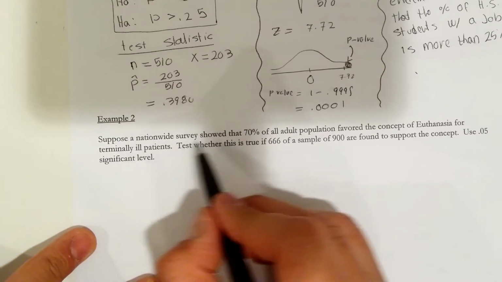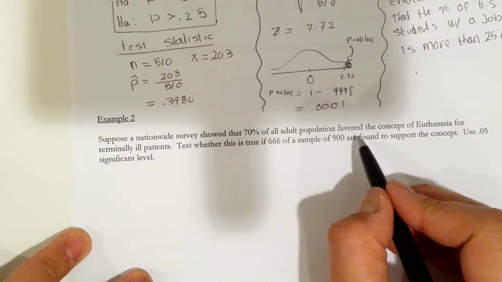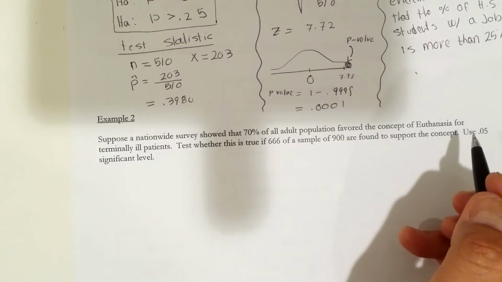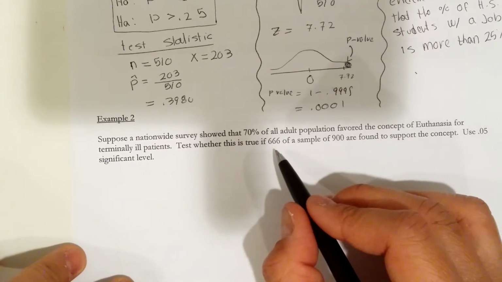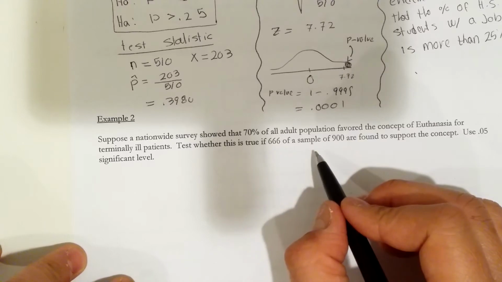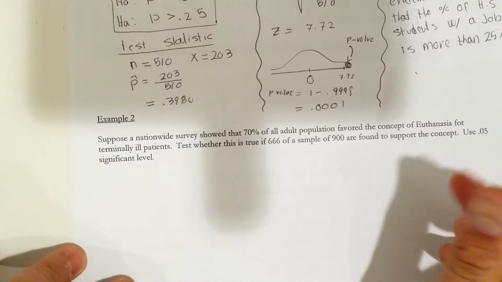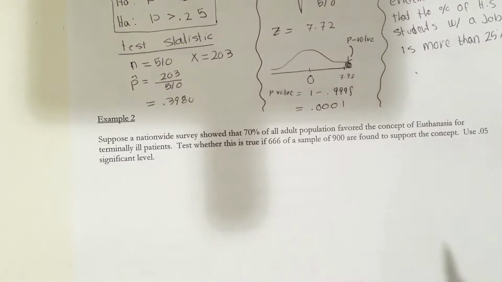Suppose a nationwide survey showed that 70% of the adult population favored the concept of euthanasia for terminally ill patients. Test whether this is true if 666 of the sample of 900 are found to support the concept. Use a 5% significance level.